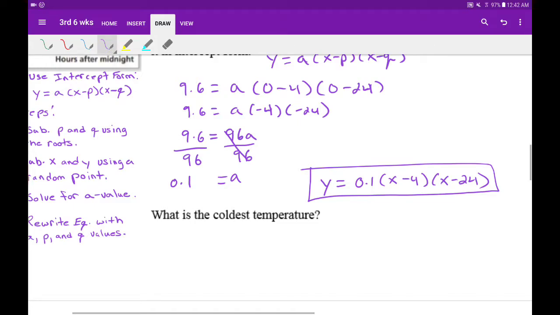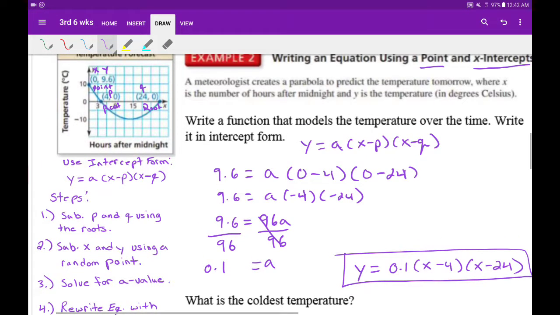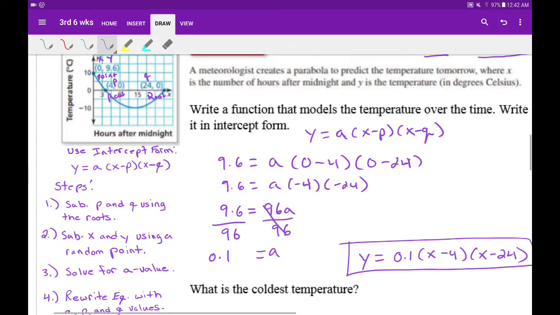Now he wants to know the coldest temperature, so this one requires a little bit of thinking. If we look at this graph, the coldest temperature is basically the minimum part of this graph, the vertex right here. We're not quite sure where that is, so we're going to be smart and use our axis of symmetry, which will help us find the vertex.